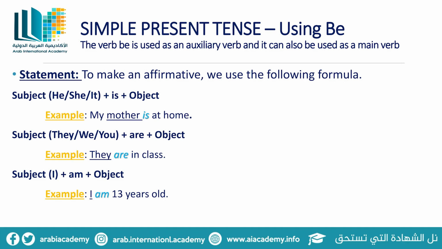Now, if the subject is I, do not use is and do not use are. What I have to use is am. So the positive sentence will be I am and then the object. So, I am 13 years old.